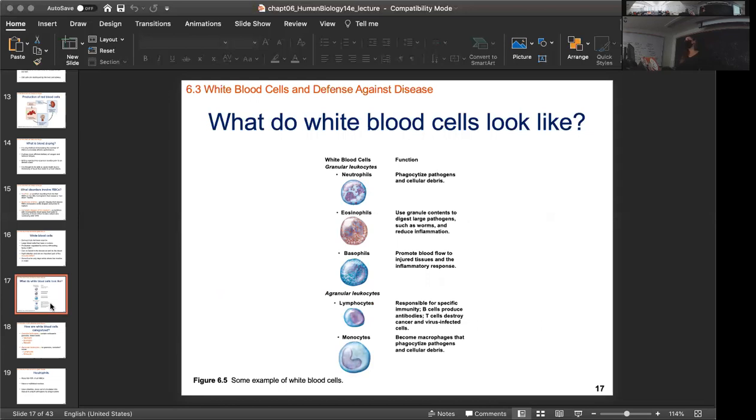If you want to know what white blood cells look like, again, there's that slide. Here's the picture from your book, figure 6.5. Some examples of those white blood cells. The way you can tell the difference between white blood cells are their nuclei, like the nucleus, and if they have any granules. Granules are these little dots that look like chicken pox. Don't worry, you all have them, and those are not chicken pox. They just look like little red dots.